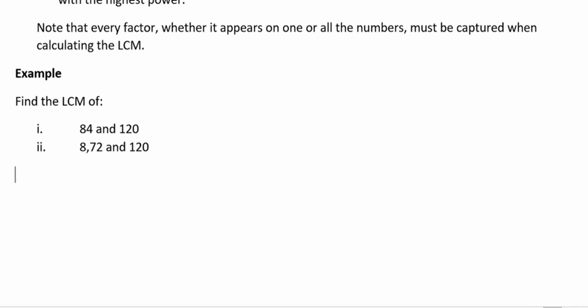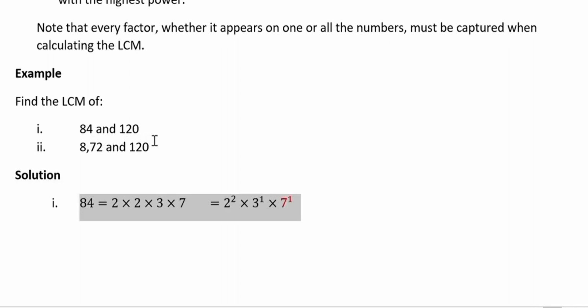The first question wants us to get the LCM of 84 and 120. So starting with 84, we look for its prime factors. The prime factors of 84 are 2 times 2 times 3 times 7. If we write that in power form, you can see 2 appears twice, so we shall have 2 squared times 3 raised to power 1 because 3 appears once, and then times 7 raised to power 1 because 7 appears once. That's what we have here.